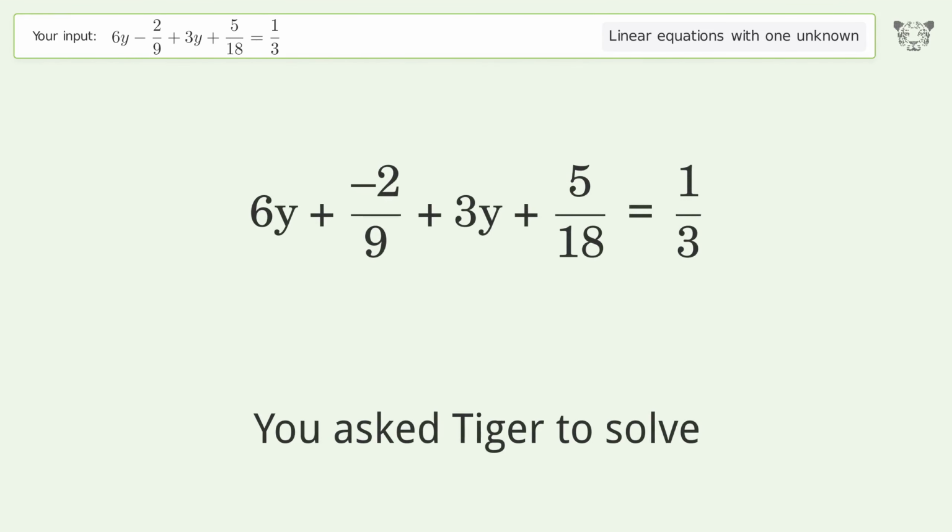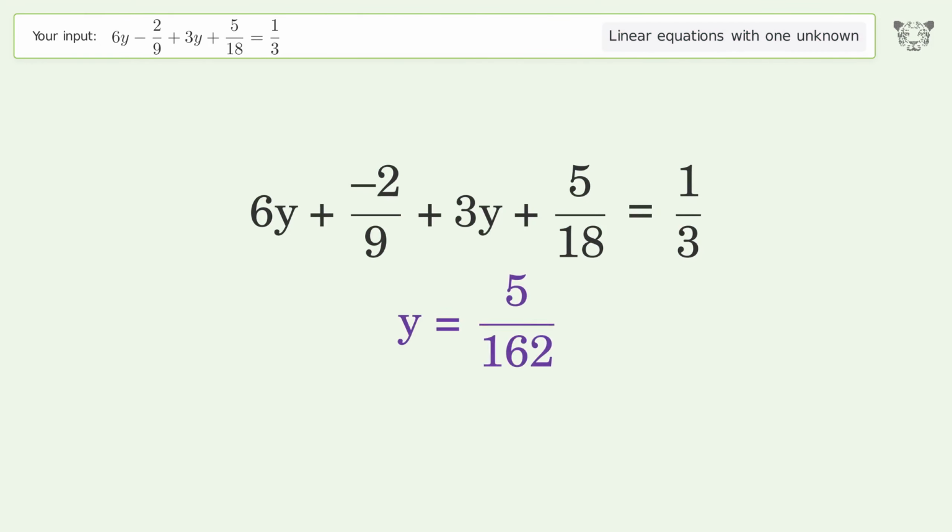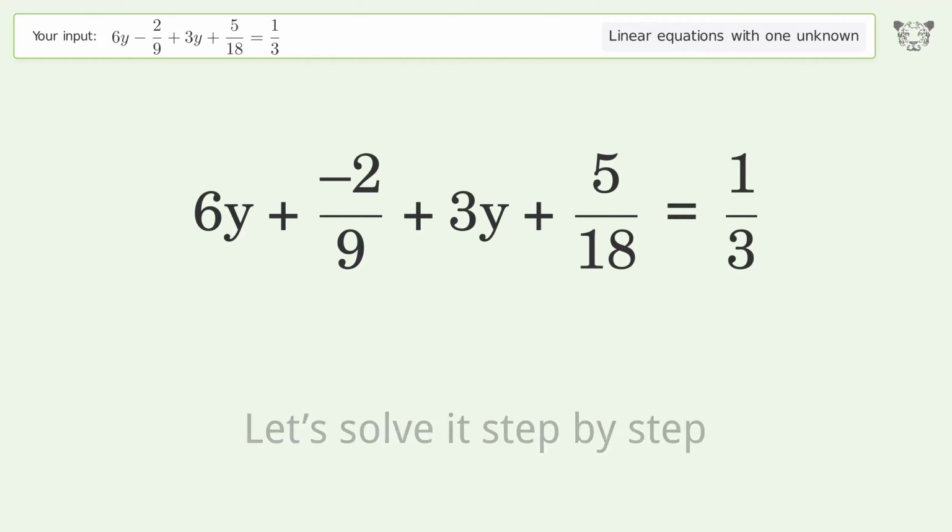You ask Tiger to solve. This deals with linear equations with one unknown. The final result is y equals 5/162. Let's solve it step by step.